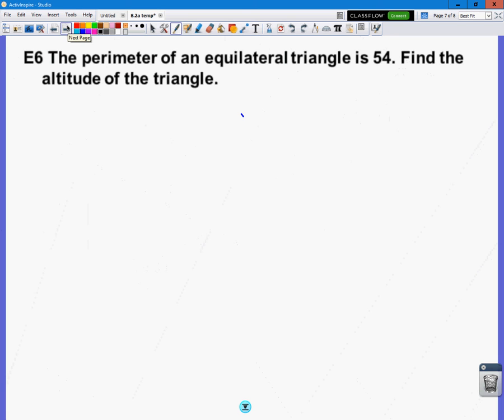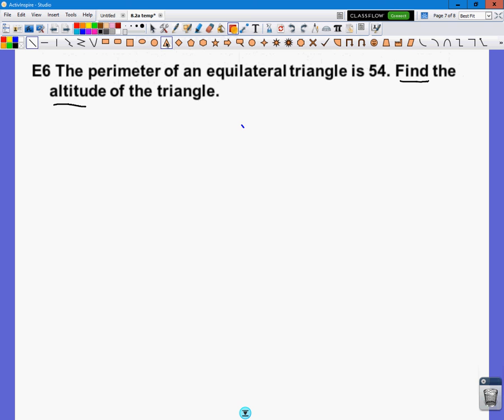I'll give you a second to write this problem out. When I'm given a word problem like this, the perimeter of an equilateral triangle is 54. Find the altitude of the triangle. There's a couple things that I do. First off, I want to know what they are asking me to find, and they're asking me to find what? The altitude. If they're talking about an equilateral triangle, what do you think I'm going to do? I'm going to draw an equilateral triangle.